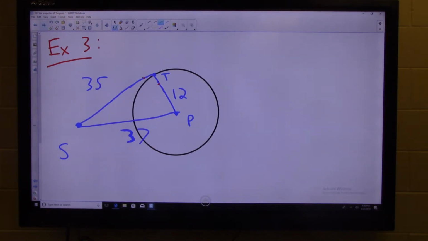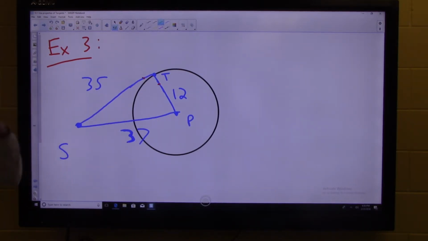Here we go. So here's the example. In the diagram, segment PT is a radius of circle P. Is segment ST tangent to circle P? All right.